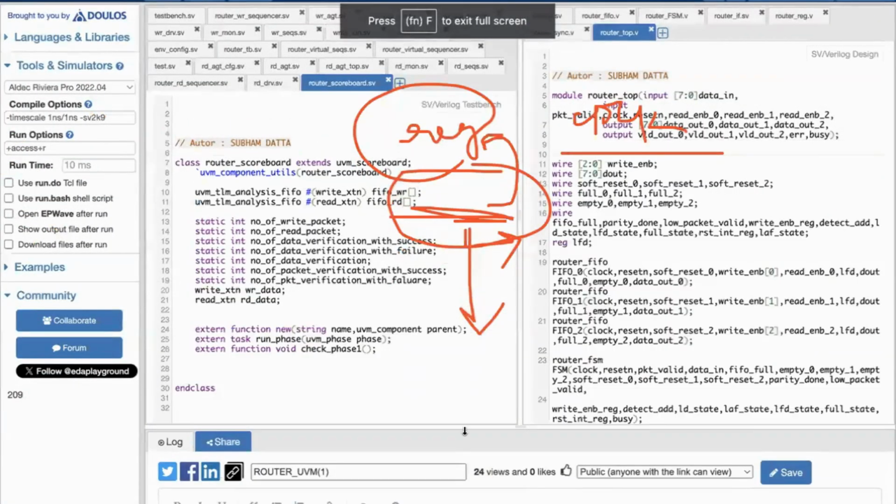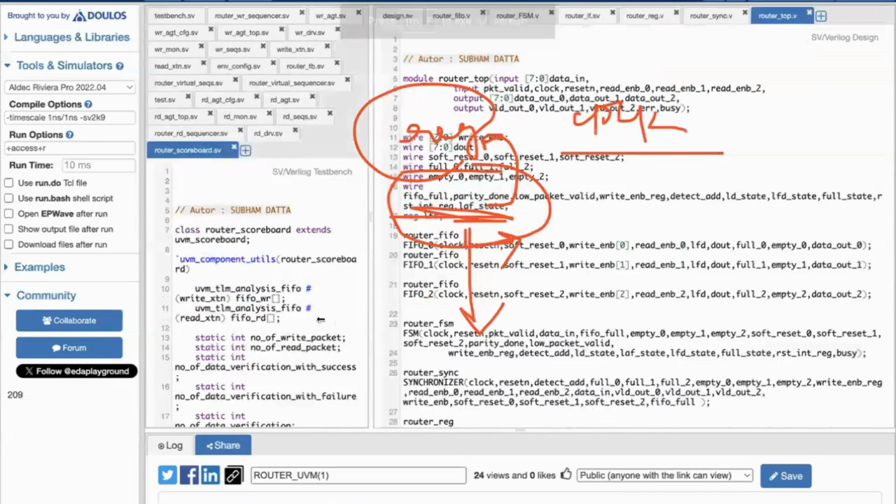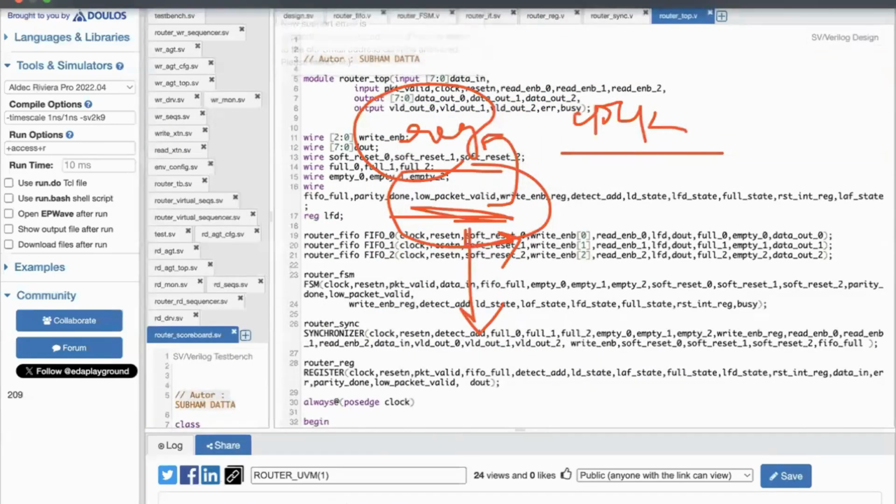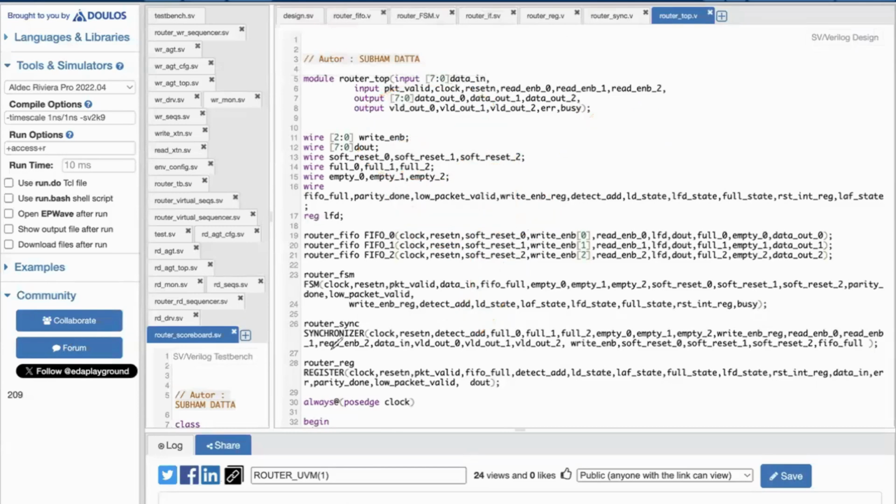Don't worry about the program. This is a project. This is a big project, the router project. After one or two months of training, you can develop these types of projects. You need to develop in this way.